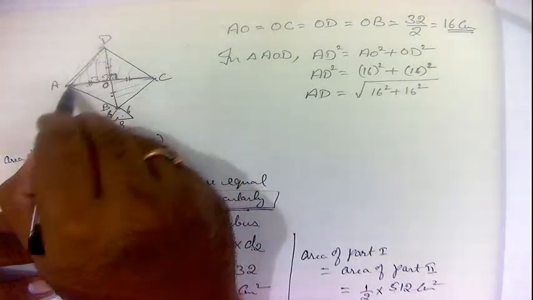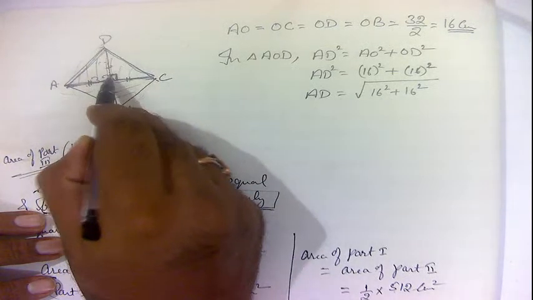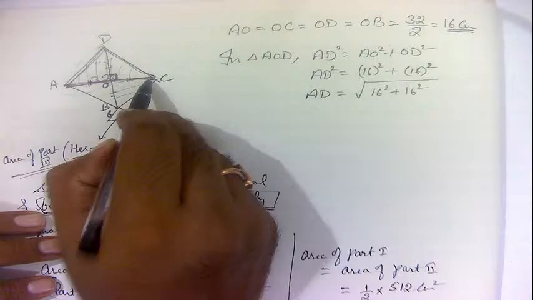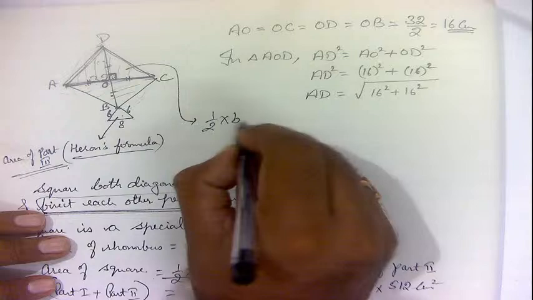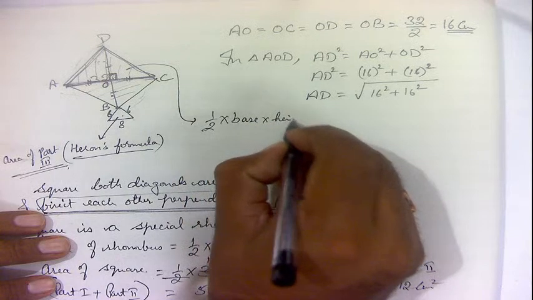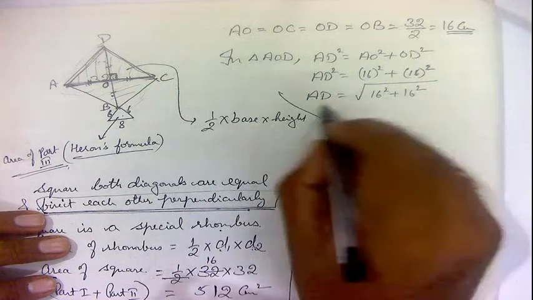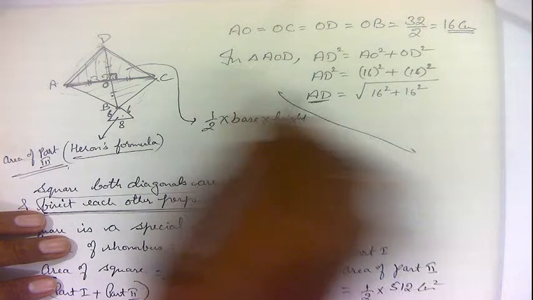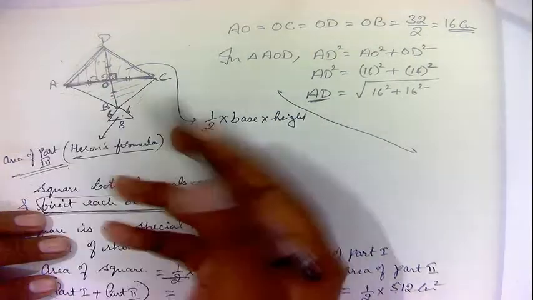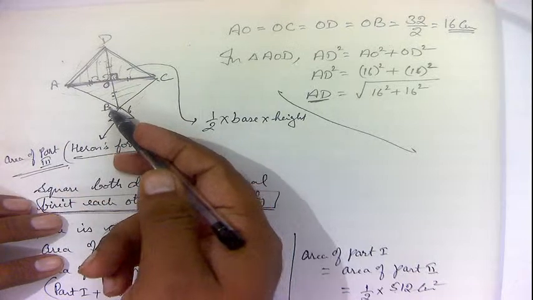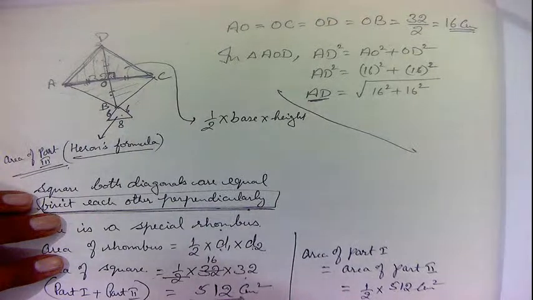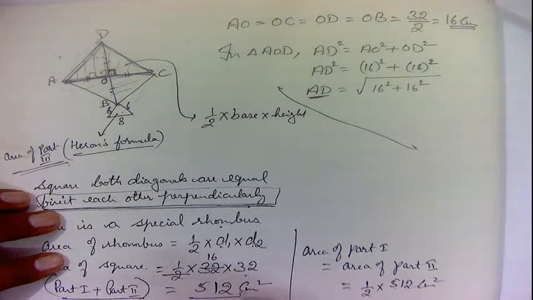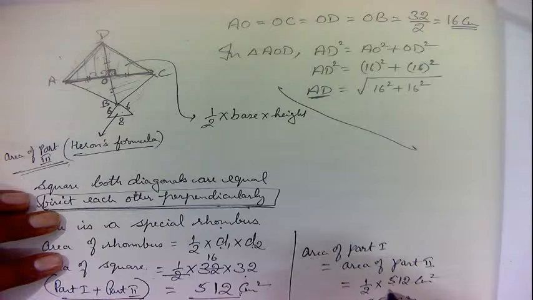Or still, if you consider this triangle ADC, DO is perpendicular to AC. So again you can use the area half base into height. Once you know the side of the square, you can go with the area of the square, that is side multiplied by side. Doing that, you will again get the same area, 512 square centimeter. You will divide it and get each part.